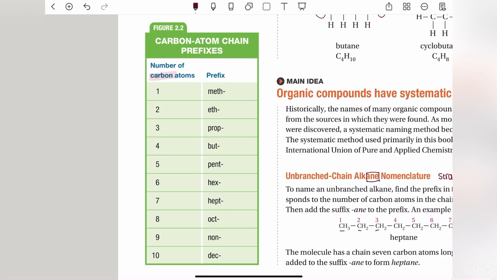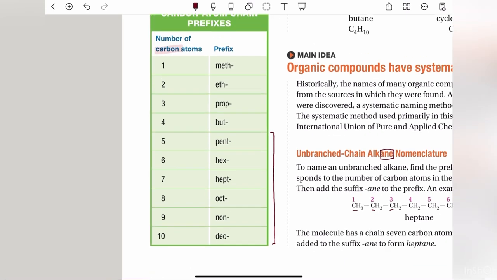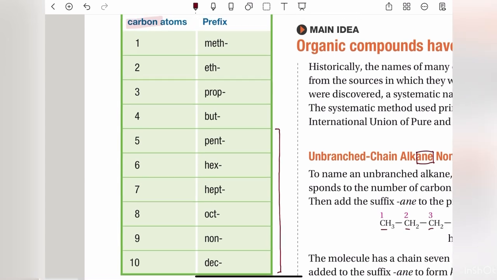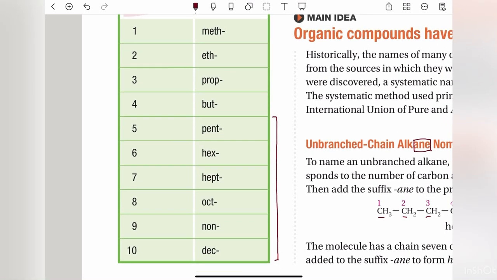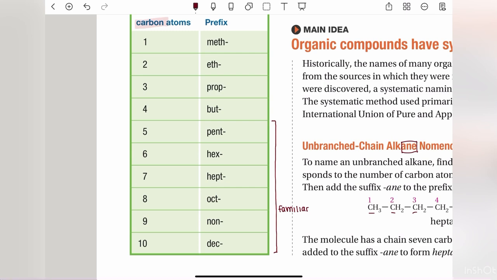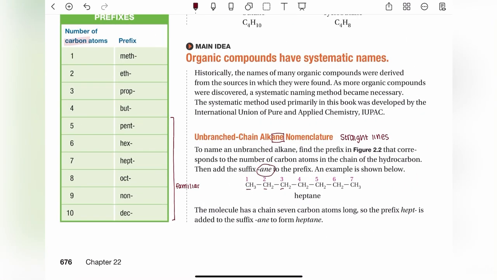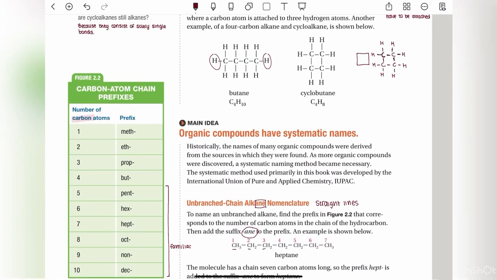And then, as you might recognize, these prefixes, they look familiar, don't they, from geometry or just like simply naming polygons. So these are familiar to us. But the first 4, they're a little different. So meth for 1, eth for 2, prop for 3, and but for 4. Yeah, so we just add the suffix to the corresponding number of carbon atoms.